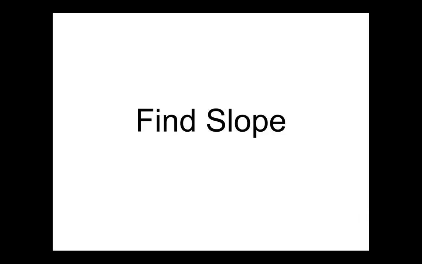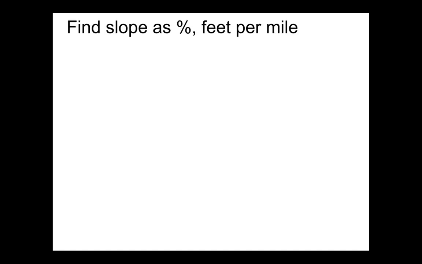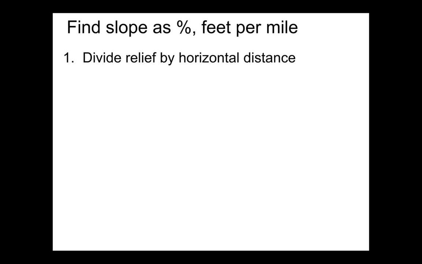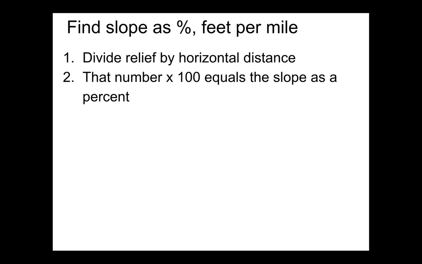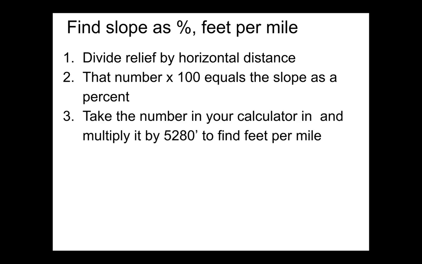Slope. Slope is very important. Slope is how steep a hillside is. There's two ways we're going to find slope, as a percent and as feet per mile. So to find slope, you divide relief, the vertical distance, by the horizontal distance. Rise over run. Rise over run times 100 equals the slope as a percent. If you take the number that you got in your calculator before you multiplied it by 100 and multiply it by 5,280, that'll magically give you the feet per mile of the slope.